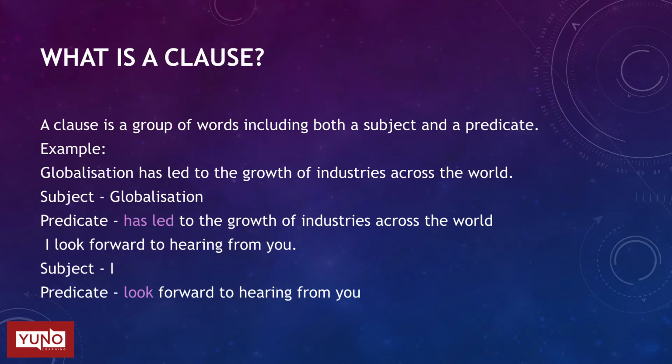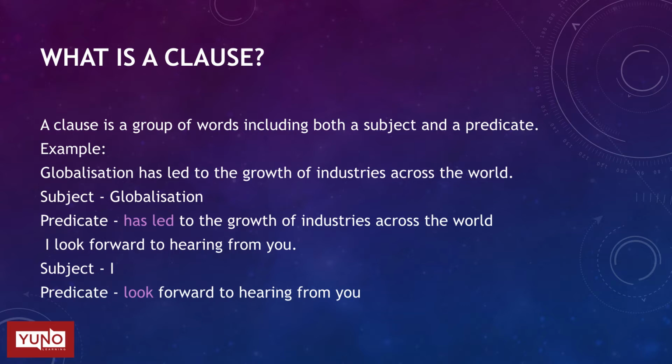Globalization has led to the growth of industries across the world. So in this sentence, or this clause, because this is only one clause. Why do we say that this is just one clause? It has only one verb, has led. Has led, this is a verb phrase. Two words are there. Has is the helping verb, led is the main verb. So globalization has led to the growth of industries across the world. Just one clause. The subject is globalization. The predicate is has led to the growth of industries across the world.